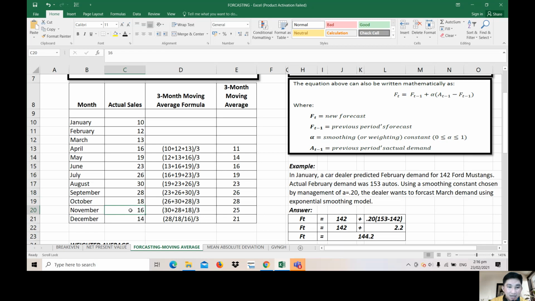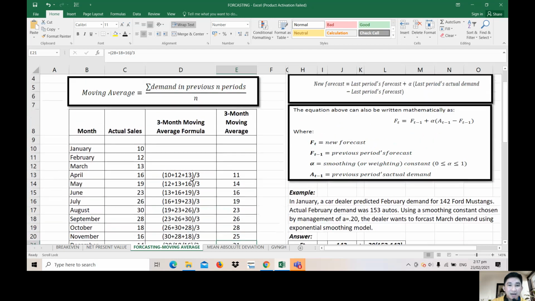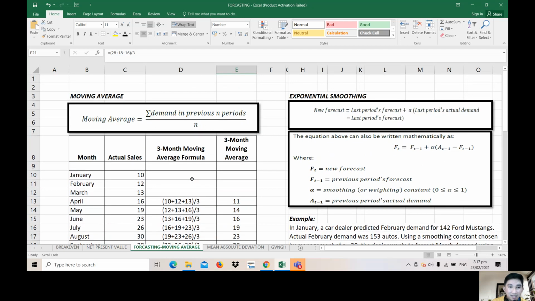Okay? So on November, same pa din. August to October yung magiging data natin. 30 plus 28 plus 18 divided by 3. Okay, that's 25 units. May something pa din kasi yung actual sale is 16, yung na-forecast natin is 25. And on December, first 3 months before the month of forecast, 28 plus 18 plus 16 divided by 3. Okay, so that is 21. Ayan. Okay. Is 21. So, that's how you solve moving average.